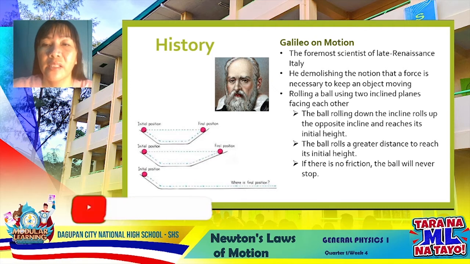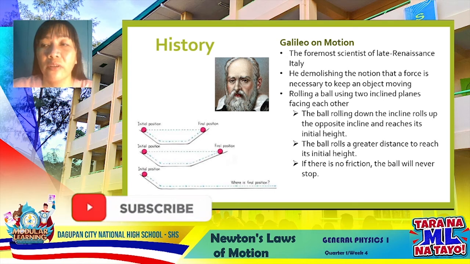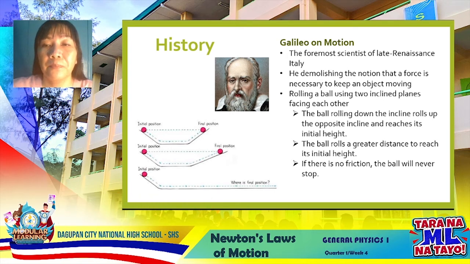The ball tended to attain the same height even when the second plane was longer and inclined at a smaller angle than the first plane. If the angle of incline of the second plane were reduced to zero, so that the plane was perfectly horizontal, only friction would keep it from rolling forever. It was not the nature of the ball to come to rest as Aristotle had claimed.